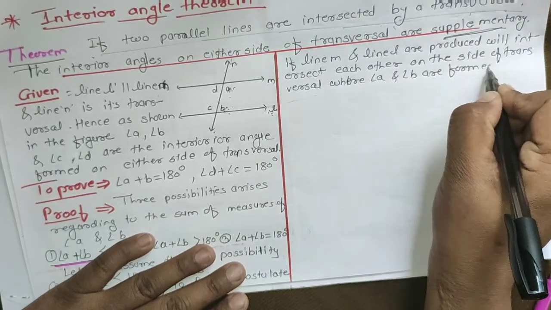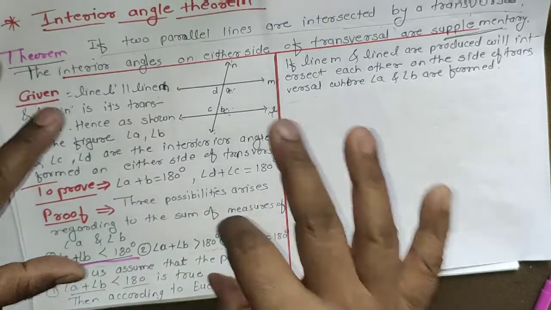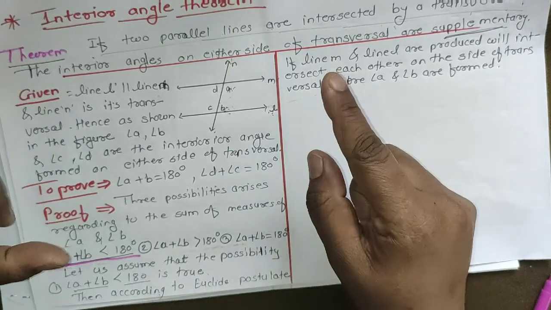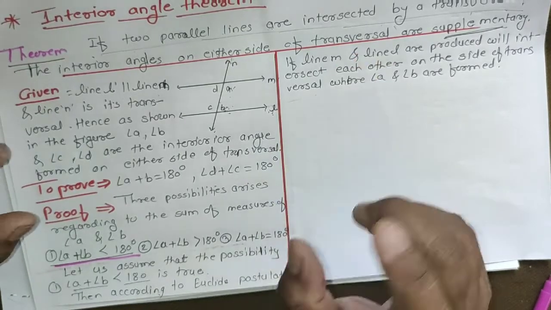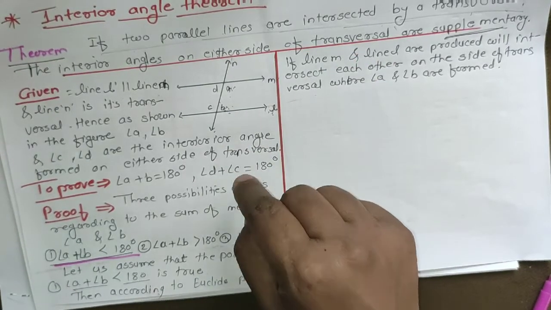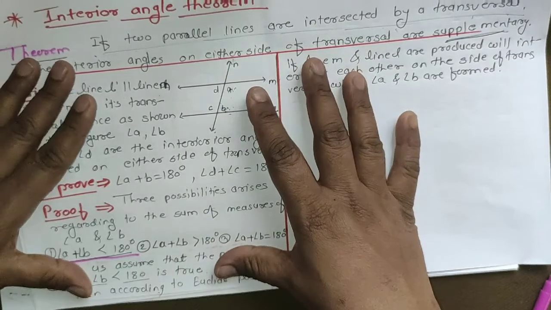So from this we understand what Euclid said. Again I am repeating this statement because it is important, and it is actually an indirect proof. It is difficult to understand.